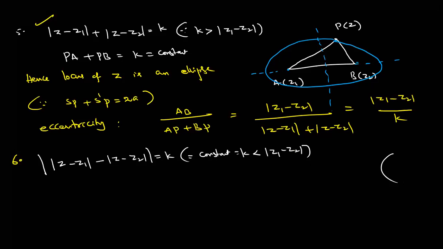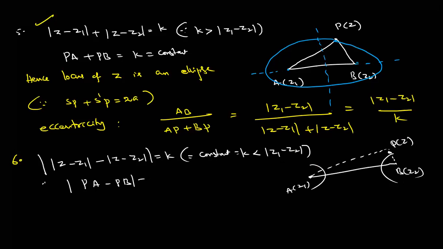So this time the diagram is coming like this. B of Z2, A of Z1. Somewhere there is P of Z. That means modulus of PA minus PB is equal to K. That's the meaning. That means here, S dash P minus SP is equal to 2A, constant like that.